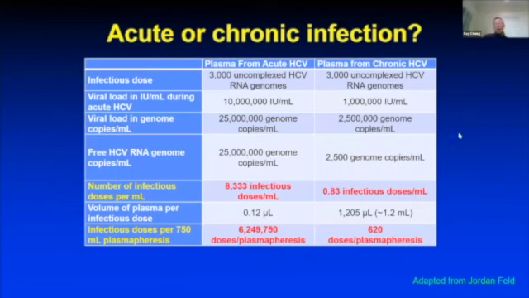And I wanted to just draw out that contrast, and this is a table that was generously provided by Jordan, and I've adapted it for this presentation, that if one were to take an acute versus a chronic source, and again, with the essential ask that we have 3,000 uncomplexed HCV RNA genomes, or free genomes, we'd start with an already higher viral load in the acute inoculum, 10 million, say, versus 1 million from a person with chronic HCV, translating out to about 25 million RNAs, or 2.5 million RNAs, respectively.